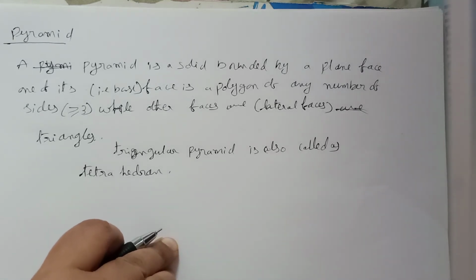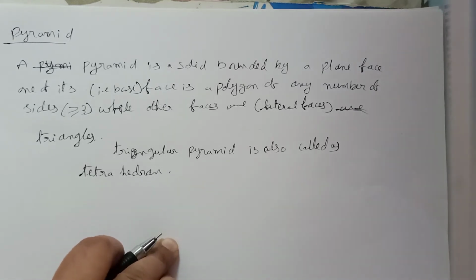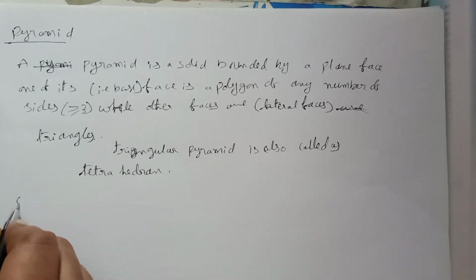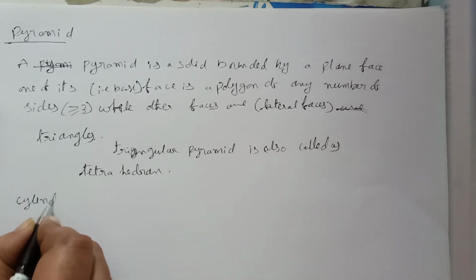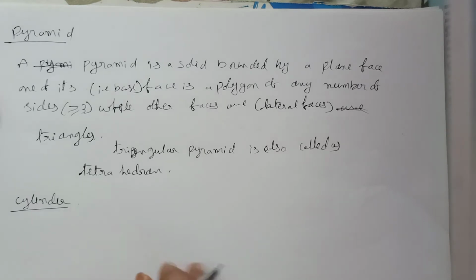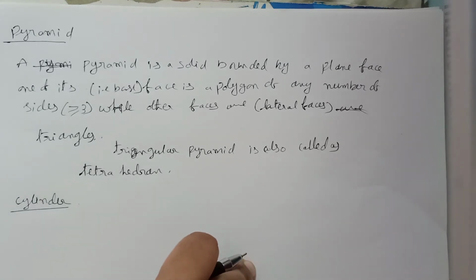Next, we'll come to cylinders, cones, spheres, etc. Now, first, cylinder. An object having a curved surface, that is lateral surface, and two congruent circular faces on both ends is called a cylinder.